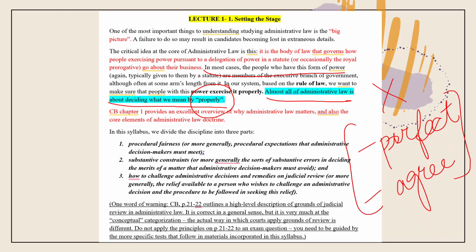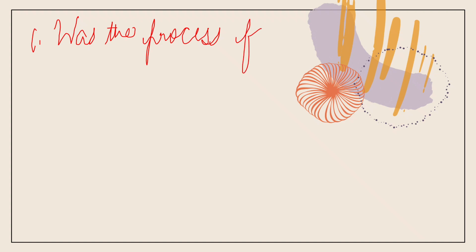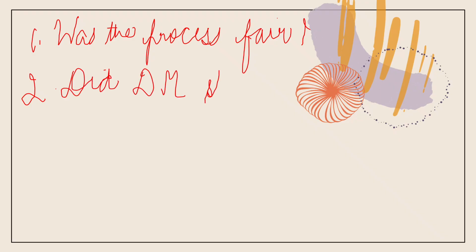So it does not mean this. Instead, what it actually means is, number one, was the process of coming to some kind of decision fair? Number two, did the decision maker stay within legal limits?